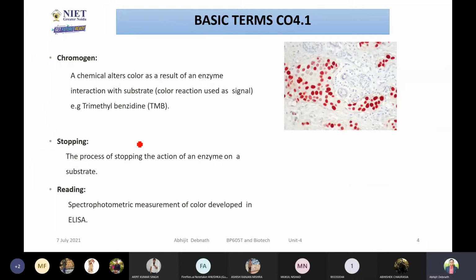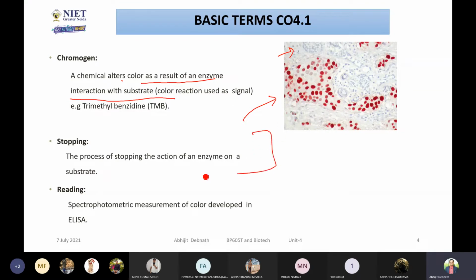Now chromogen is a chemical that alters color as a result of enzyme reaction with the substrate. So if any enzyme is making some reaction with a substrate, might be the antibody, if enzyme has bound with some antibody, it will give you such kind of results. It will give you some color like this.